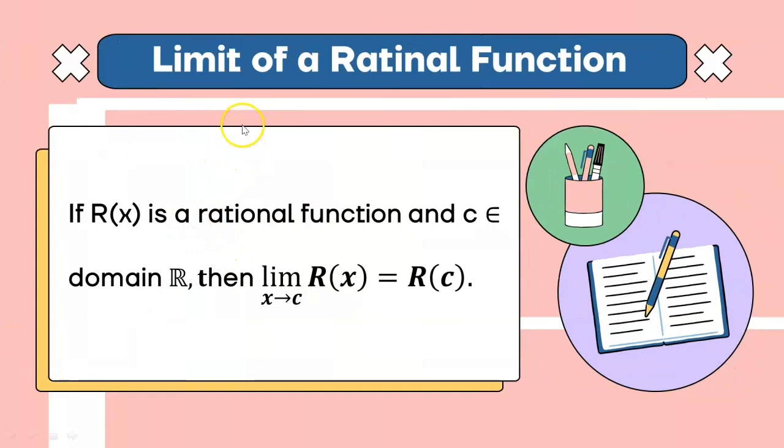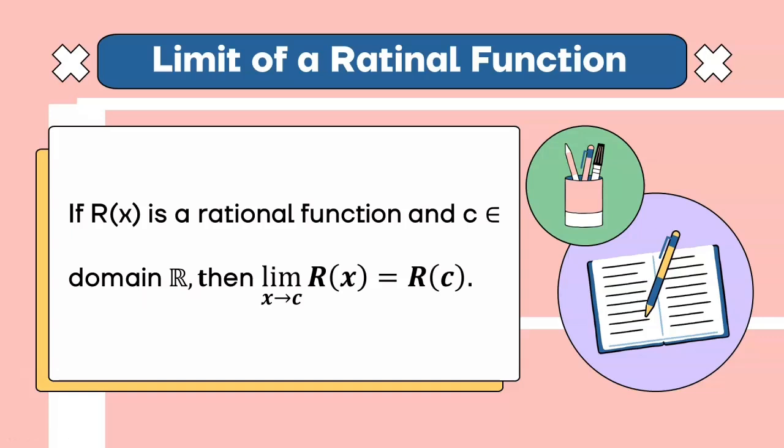Next, let's have the limit of a rational function. So let's say r of x is a rational function and c is an element of the domain of r. Then we can say the limit of r of x as x approaches c is just the same as r of c. This will only happen if c is an element of the domain of our rational function. So if we're able to make sure c is an element of the domain, then we can again do direct substitution.